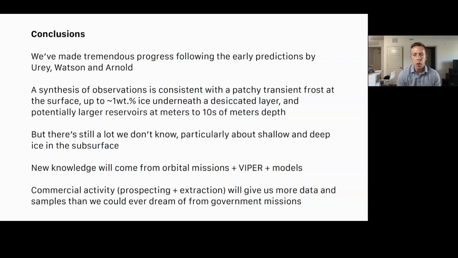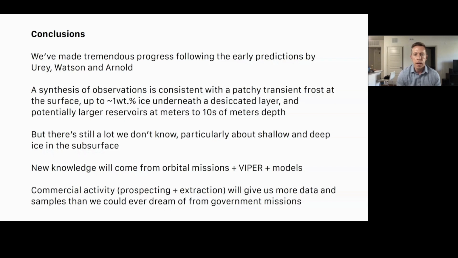But this is where we have the most uncertainty. We really don't know if this deep ice actually exists, and if it does, what its characteristics are. And I think that's a particular focus for the future. So as I said, there's still a ton that we don't know, particularly about the shallow and deep ice in the subsurface. Some of the new knowledge will come from additional orbital missions, but I think it is time that we really do get down and focus on surface exploration as well. And VIPER is going to be a good first step for that.